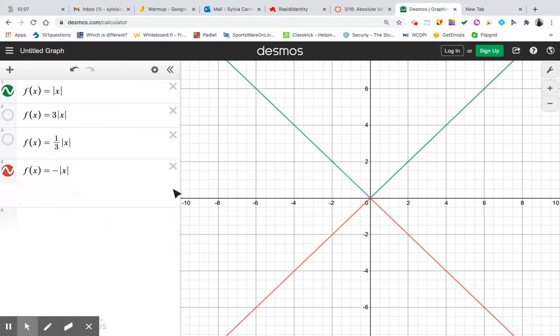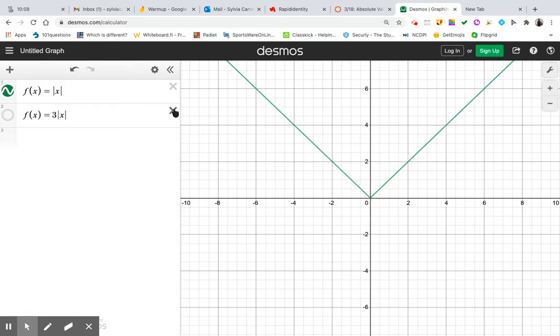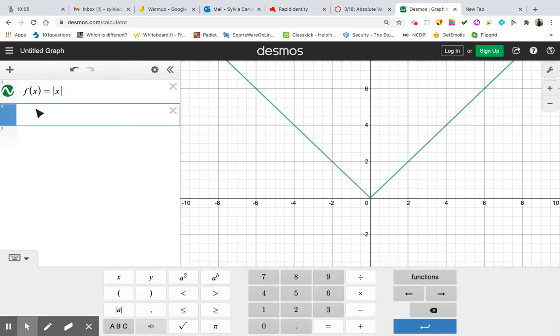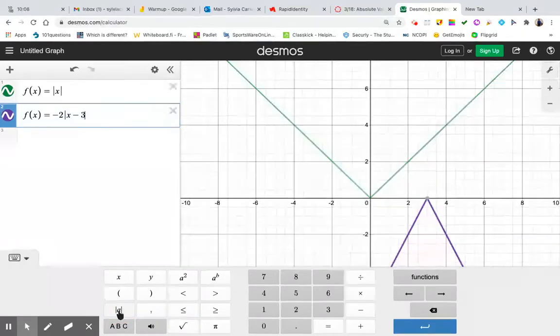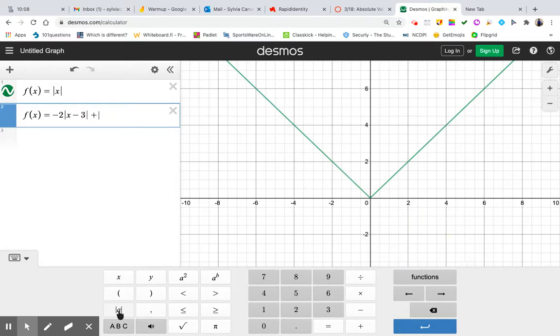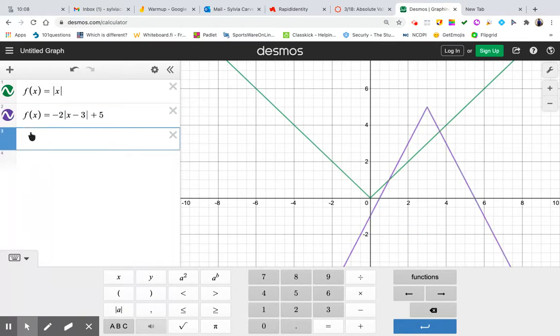So let me just try one more in here. So let's see what happens if I have a whole bunch of transformations at the same time. I'm going to keep the parent function in there, and I'm just going to make up some numbers and type in. Let's make it do -2. Your absolute value is down here at the bottom where the A is. You can type in x. Let's do -3, and then let's do +5. So 4 different things happen to this graph.